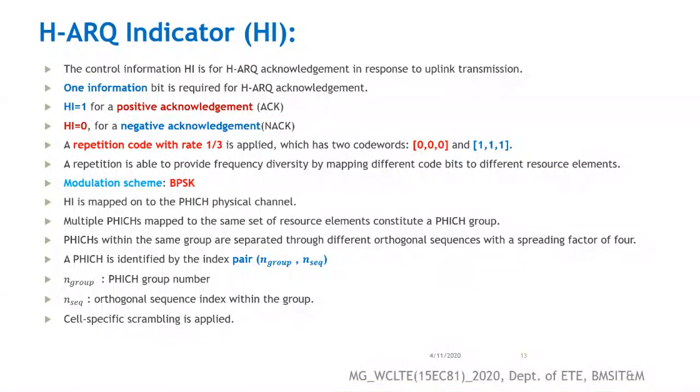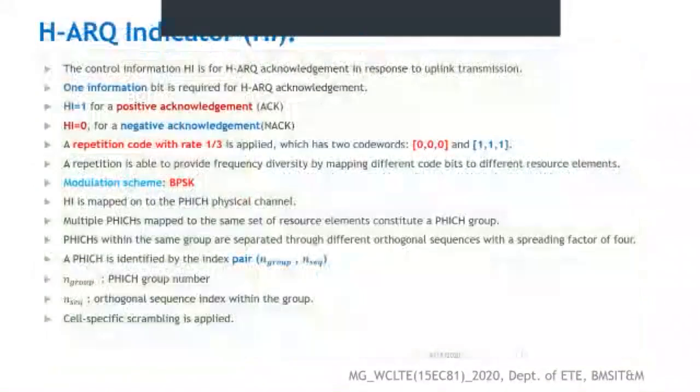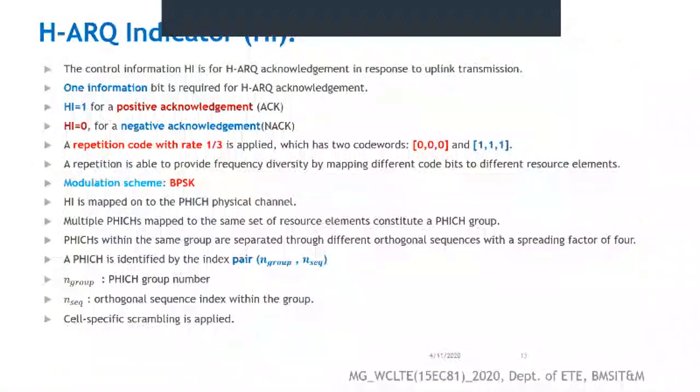So how do we identify that? PHICH is identified by the index pair n group, comma, n sequence. So this n group is the PHICH group number, and n sequence is the orthogonal sequence index within the group. And in addition to that, it uses the cell-specific scrambling.